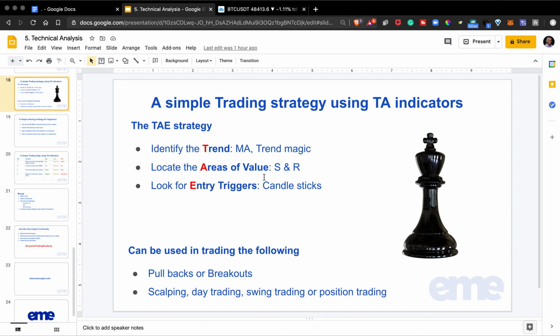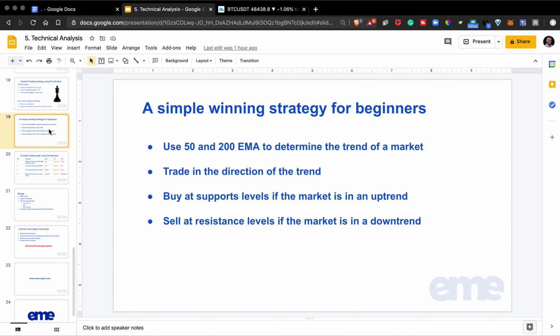You can use this to trade pullbacks or breakouts. You can use it in scalping, day trading, swing trading, or position trading. I've said this before: use the 50 and 200 EMA to determine the trend of the market. You trade in the direction of the trend. You buy at support levels if the market is in an uptrend. You sell at resistance levels if the market is in a downtrend.